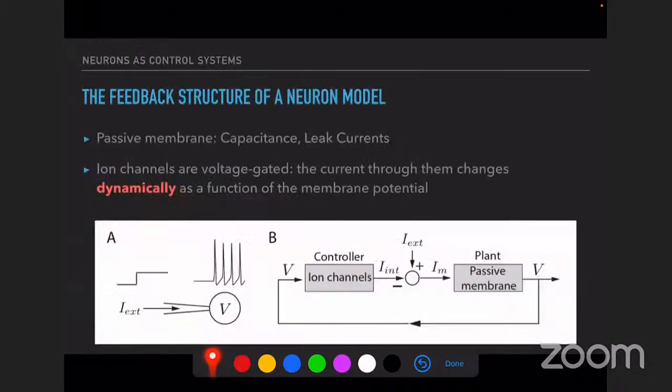Why? Because any neuron can be represented as a plant, which is just the passive part of the membrane, in feedback interconnection with an active controller given by the nonlinear activation kinetics of voltage-gated ion channels. So voltage variation leads to state change in the controller, which in turn changes the intrinsic conductance of the membrane, which leads to a further change in the membrane potential, and so on and so forth. And this control system is not that easy to study when you look at it as an input-output relation from current to voltage, because this nonlinear feedback loop leads to oscillation and bifurcation, et cetera.